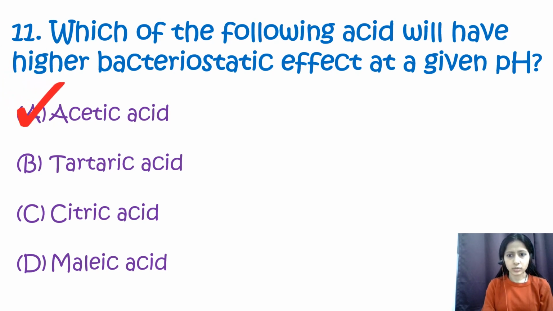So this acetic acid is a weak organic acid that is commonly used as a food preservative due to its antimicrobial properties. It is effective against a wide range of gram positive as well as gram negative bacteria. And tartaric acid, citric acid, malic acid are also used in food industries, but they are not as effective as acetic acid. So here the correct option will be option A, that is acetic acid.